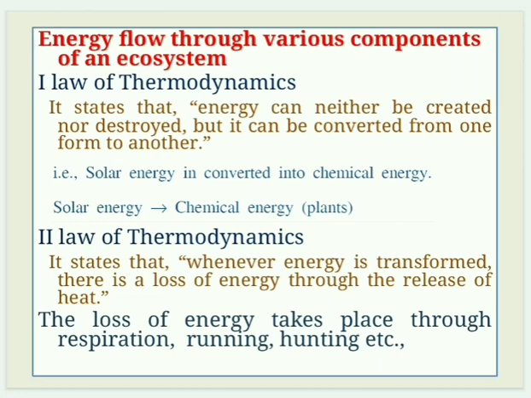Then coming to the second law of thermodynamics. Whenever energy is transferred between trophic levels, there is a loss of energy. Nearly 90% of energy will be lost either by respiration or by running, etc. A trophic level means the food level. The second law states that whenever energy is transformed, there is a loss of energy through the release of heat. So loss of energy takes place through hunting, respiration, running, etc. Hope you have understood what energy flow is and the structure and function of the ecosystem.